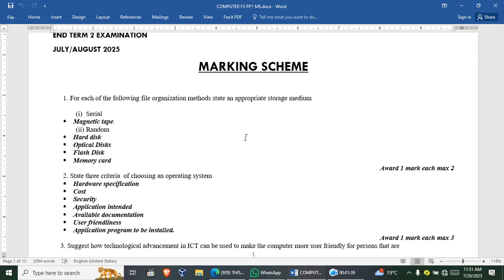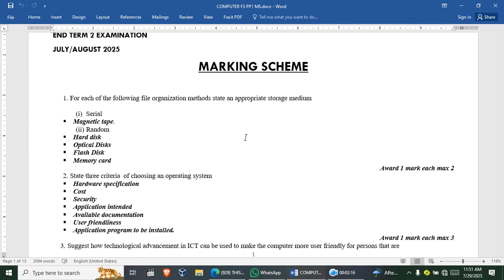Then you have the security. When choosing an operating system, you must consider the security it offers. Like now we can talk about data encryption, log files, passwords, etc. Then application intended. For instance, if you are running command line programs, then you can choose MS-DOS, even if it is old, or other operating systems like Linux. But when you are working on GUI, graphical user interface, you can choose Windows. That is application intended for.